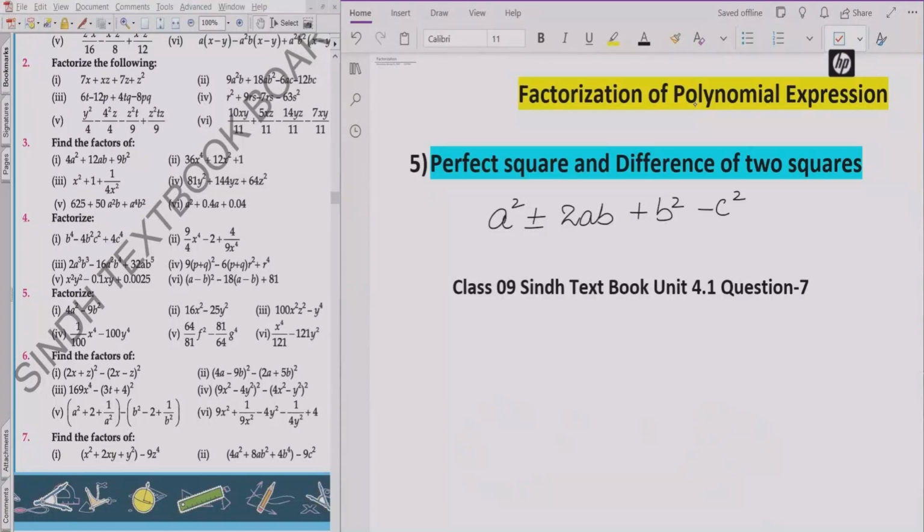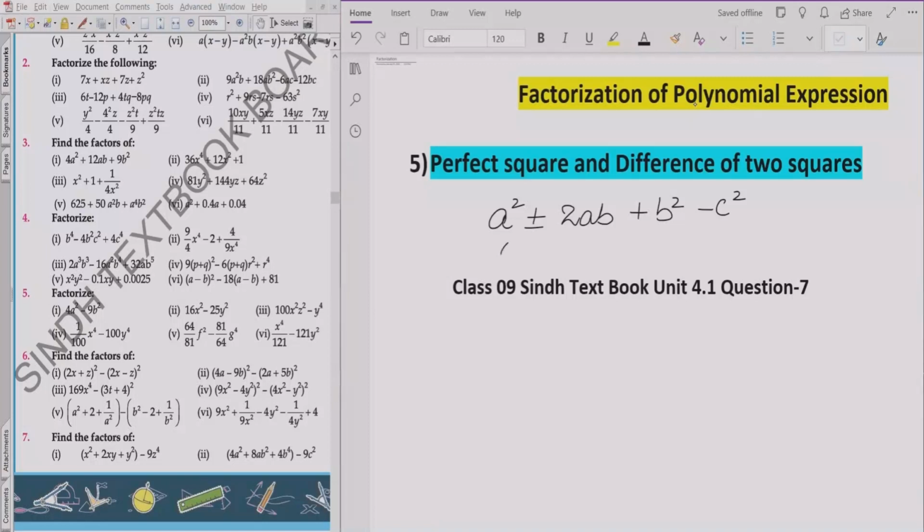If we have an equation like this, as you can see on the screen, a squared plus or minus 2ab plus b squared minus c squared, how can we solve this expression? Today we will learn about this. It is very simple. You can solve it this way.